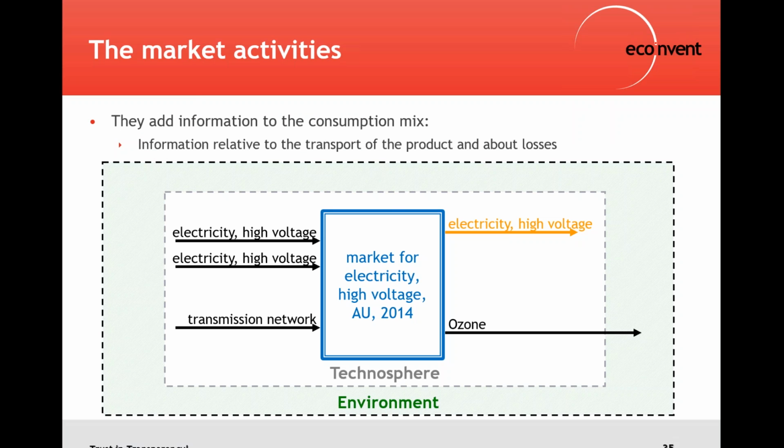The market activities also add some information to the consumption mix. They will add information relative to transport and relative to losses, where the losses make sense. In this case, we were following the market for electricity high voltage, so then we have the transmission network as an input to the market, and then losses in the transmission, which are modeled as ozone losses.